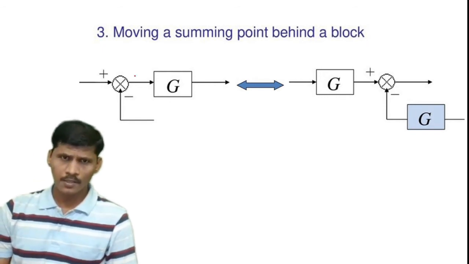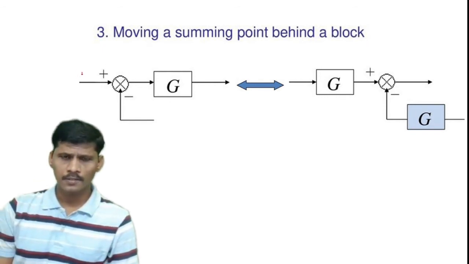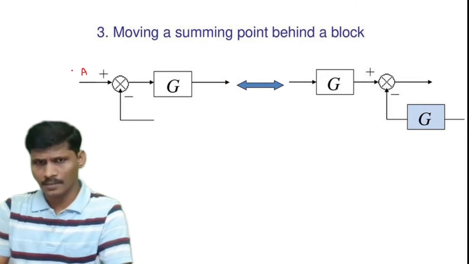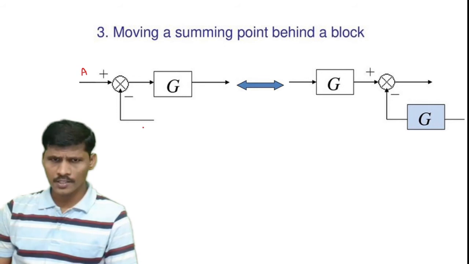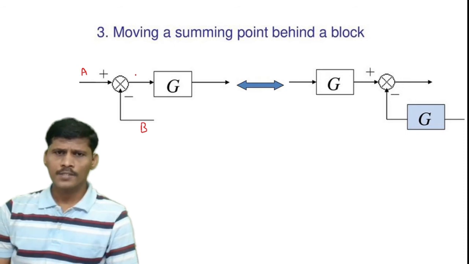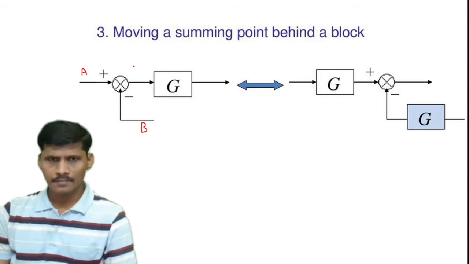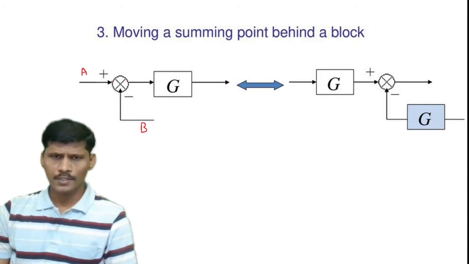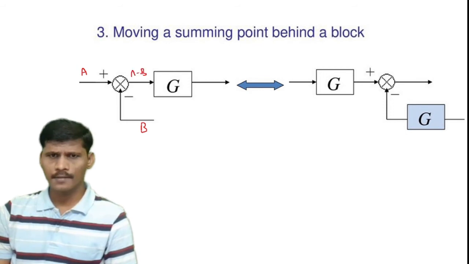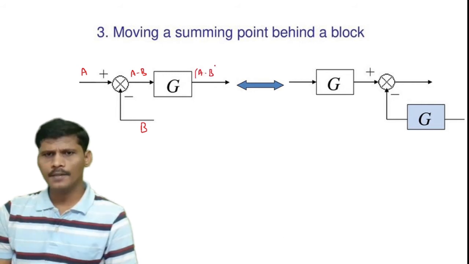So now here the summing point input is capital A, and another input is this B. The output of the summing point is, this is a plus and this is a minus, negative feedback, so the output of the summing point is A minus B, and this A minus B is passing through this block, and the output of the block is (A minus B) into G.